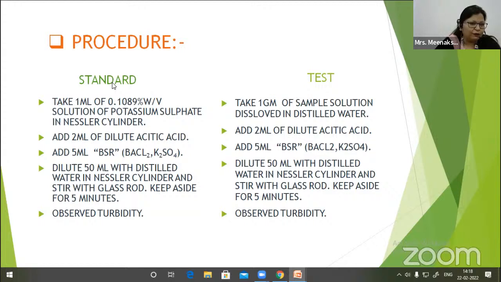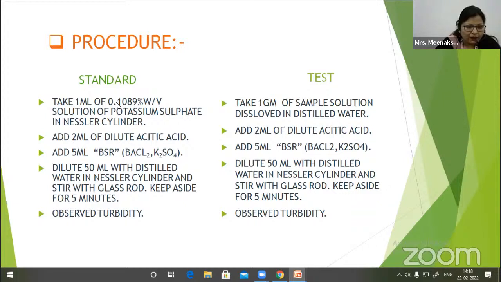Again, procedure, we have to make the standard and the test as usual. So both are taken in the Nestle cylinder. Now here the standard solution in the limit test for sulfate is made by taking 1 ml of 0.1089% weight by volume solution of potassium sulfate, or we can also take sodium sulfate. So with both potassium sulfate and sodium sulfate, we can make the standard solution.